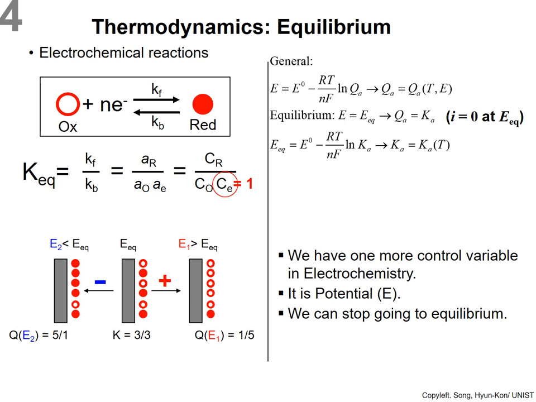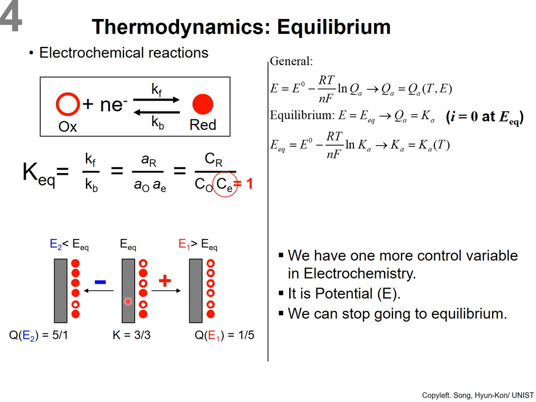This is the thermodynamics, the equilibrium, of electrochemistry. So this is the electrochemical reaction, and the equilibrium constant could be defined by the forward reaction rate per backward reaction rate, which is equal to the activity of reduced species per the activity of oxidized species and activity of electrons, or that is almost equal to the concentration ratio. In that case, the activity or concentration of the electron is considered to be 1. So let's go to the surface of the electrode. At equilibrium right now, let me assume that we have 3 oxidized species and 3 reduced species. Therefore, the equilibrium constant is equal to 3 over 3, equal to 1.